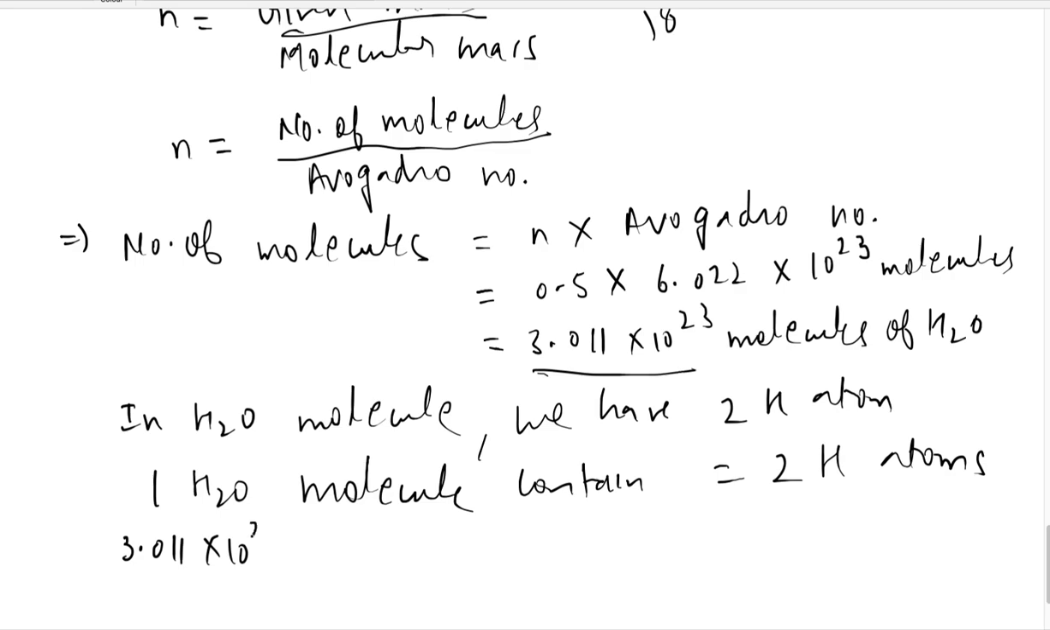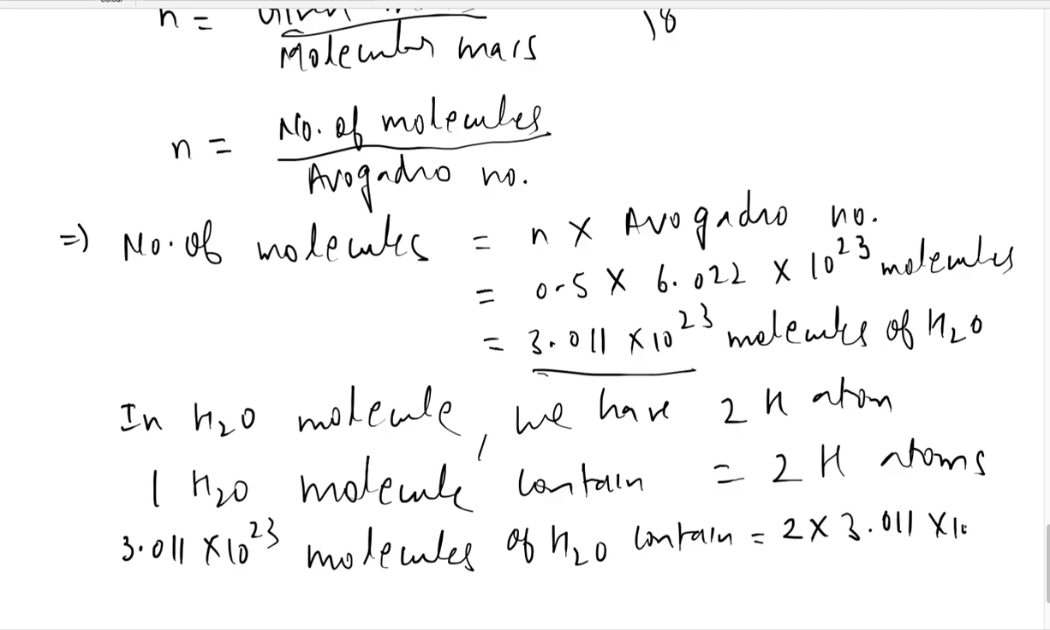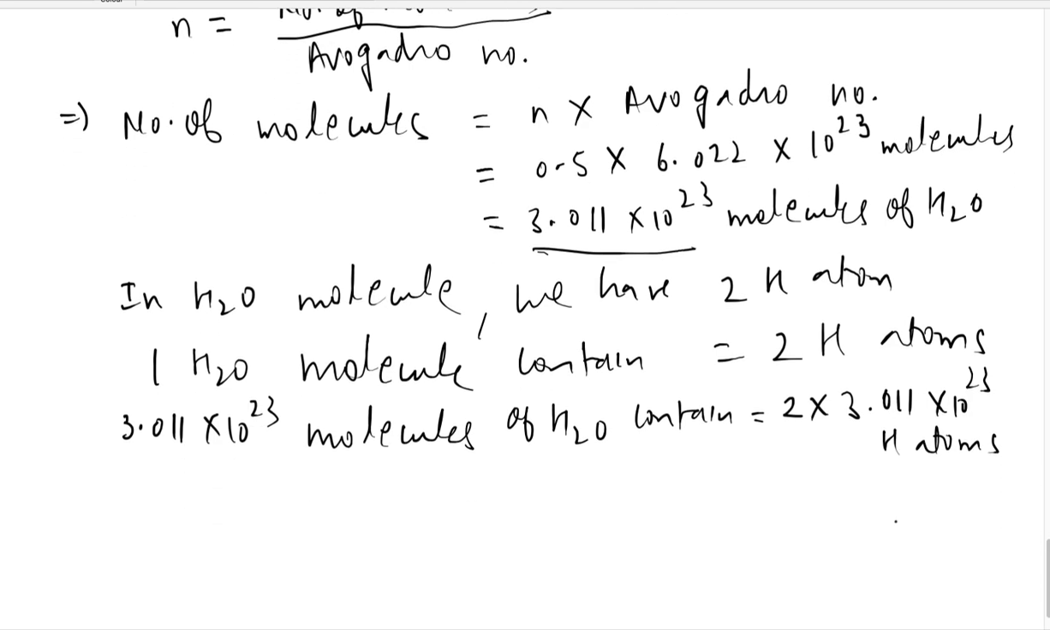3.011 into 10 to the power 23 molecules of water contain 2 into 3.011 into 10 to the power 23 hydrogen atoms, right? Which is nothing but 6.022 into 10 to the power 23 hydrogen atoms.